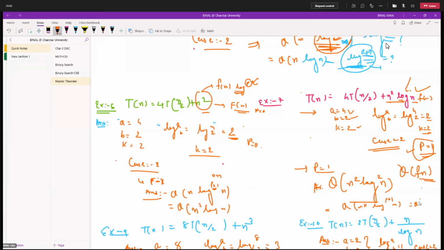So what we have is k value n square, and what is the value of p? 1 plus 1, and n. So that's why theta n square log square n. Getting it? Yes or no?